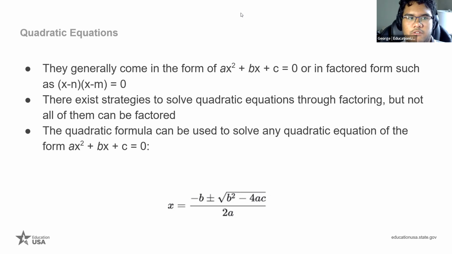Quadratic equations can also come in factored form, such as x minus n in parentheses times x minus m in parentheses equals 0. Generally, what you may need to do with these problems is find the solutions for x. There exist strategies to solve quadratic equations through factoring, but not all of them can be factored. Factoring is a strategy of trying to get the ax squared plus bx plus c equation into the form of x minus n times x minus m. Because in this form, the solution to the equation is just n and m. x equals n or m. If x is either one of those values, then the equation is true. So those are the solutions.